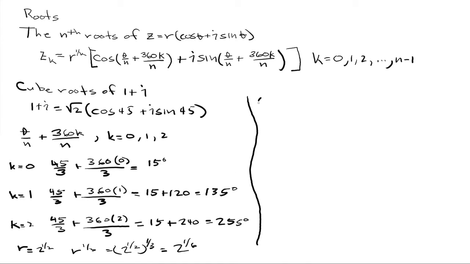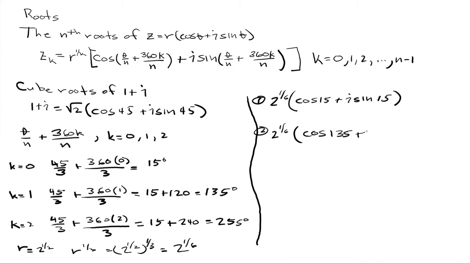So our 3 roots are, first one, 2 to the 1/6 times cosine 15 plus i sine 15. Our second root, 2 to the 1/6 cosine 135 plus i sine 135. And our third root is going to be, again, 2 to the 1/6 cosine 255 plus i sine 255.